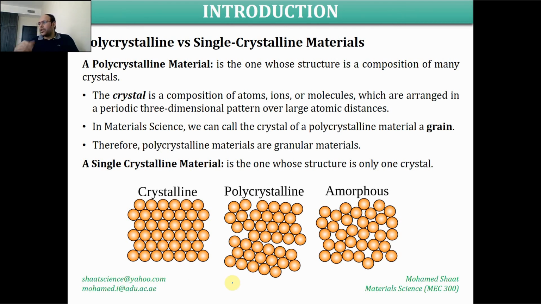Or we may have, but in the conventional case, if we're going to talk about homogeneous polycrystalline material, it has multiple crystals, but all the crystals have something in common: they do have the same three-dimensional periodic pattern. Or in other words, all the crystals have the same crystal structure. The crystal structure is the three-dimensional periodic pattern.